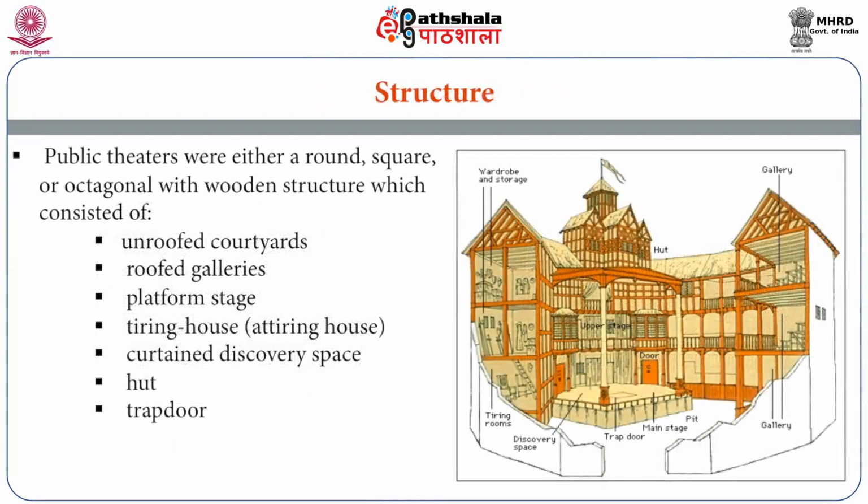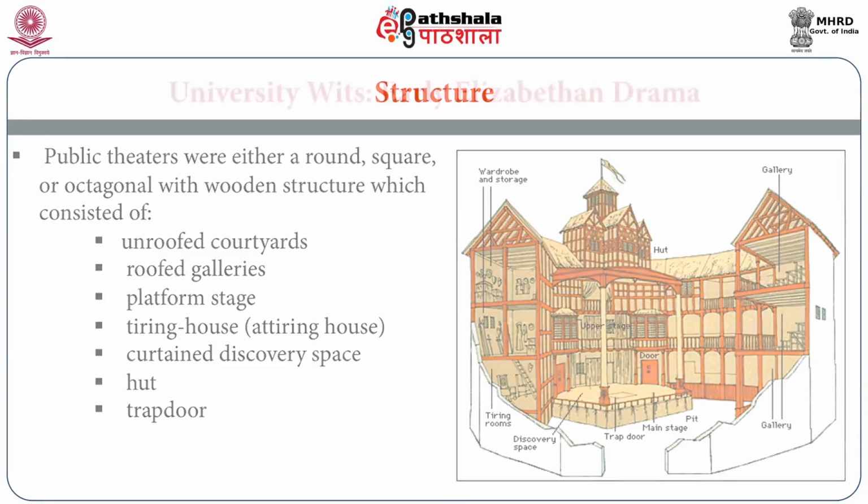The public theatres were either round, square or octagonal with a wooden structure which consisted of unroofed courtyards, roofed galleries, then the pits, the courtyard, discovery space, hut and the trap door, and look into the best of this theatre, where you will find where the spectators sit.